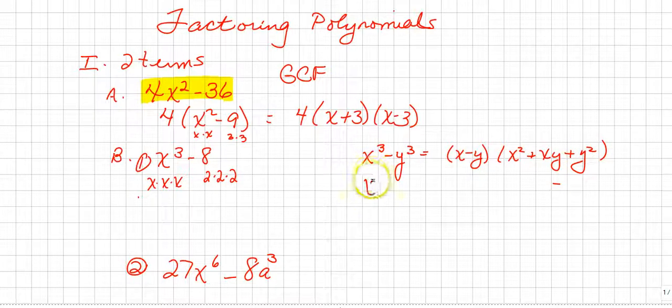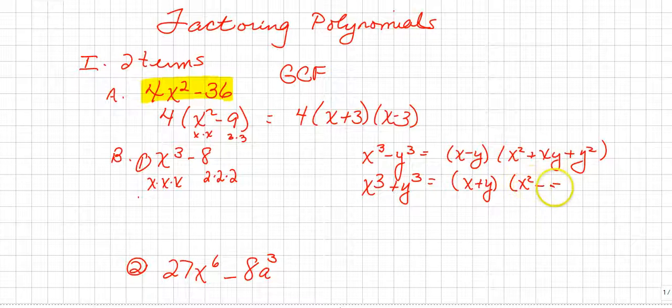Now if it were x cubed plus y cubed, that's called the sum of two cubes. That also factors very similarly, except the signs are different. It goes x plus y times x squared minus xy plus y squared. So we're going to use those two patterns in order to factor this. Well, since this is a minus, we're going to use the first pattern.